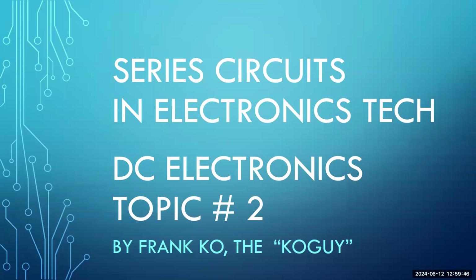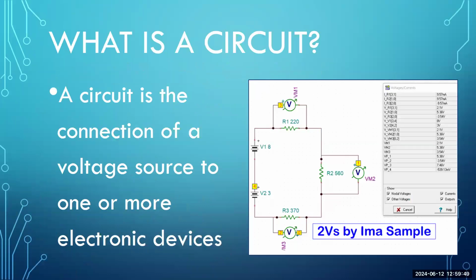Next slide. What is a circuit? We need to define it. We use the word circuit a lot in electronics technology. You may have heard circuit used in other disciplines. So a circuit is a connection of some kind of voltage source to one or more electronic devices. The voltage source can be your wall outlet. The voltage source can be a 9-volt battery. It doesn't matter, as long as we have a voltage source and some connecting wires, that will form a circuit.